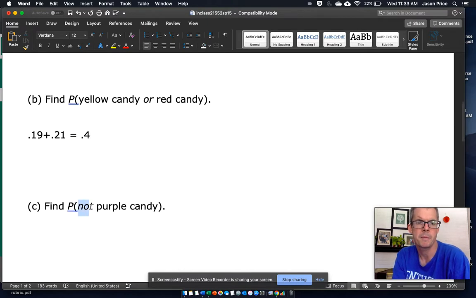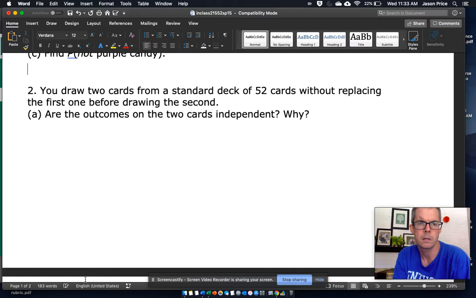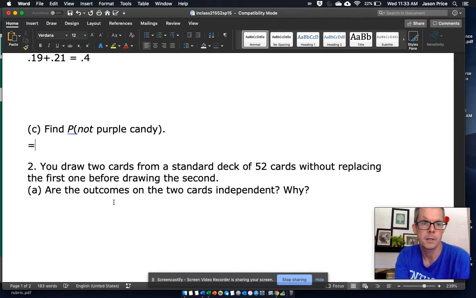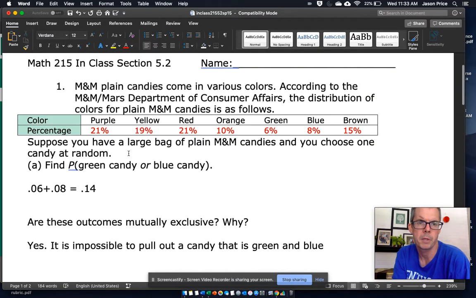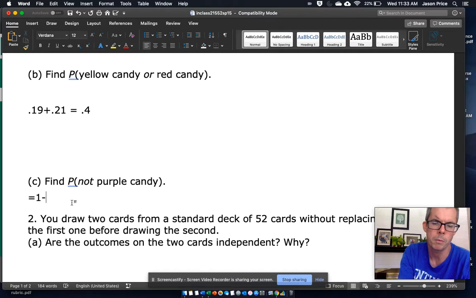As for the probability of not purple, we can use the formula that we learned for complement. So this would equal 1 minus the probability of purple. So the probability that I get a purple candy is 0.21. So part C would be 1 minus 0.21, or 0.79.